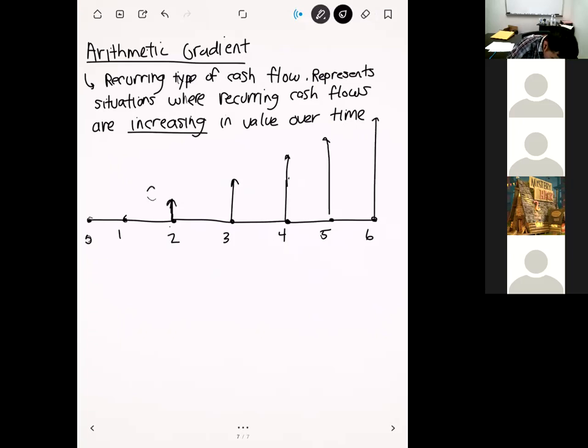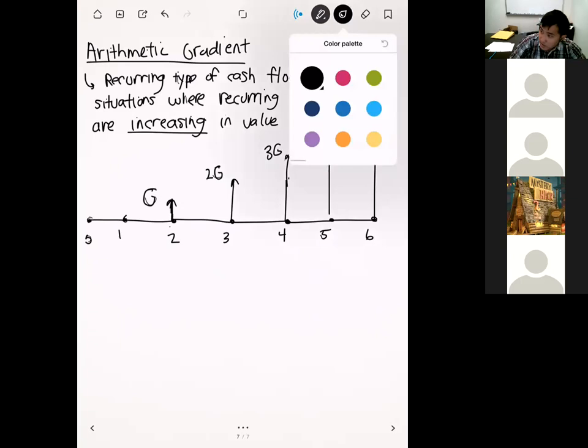Where the height of this arrow right here is given by G. This right here is 2G. This is 3G, 4G, and 5G. And so, the question here is, how come it starts on year 2, right? So why doesn't it start on year 1 like uniform series, right?